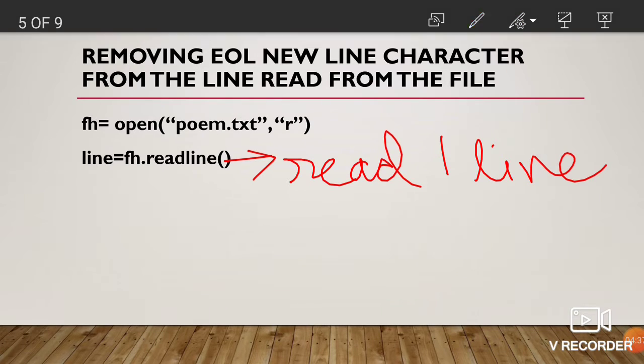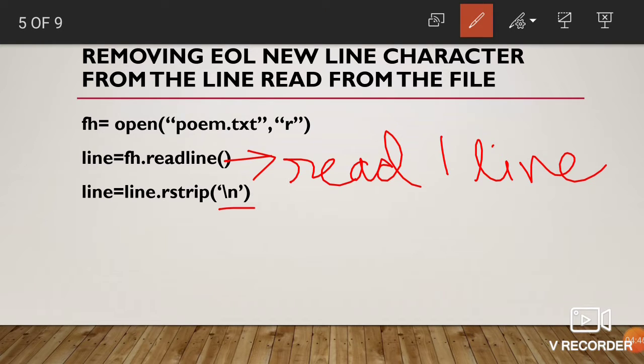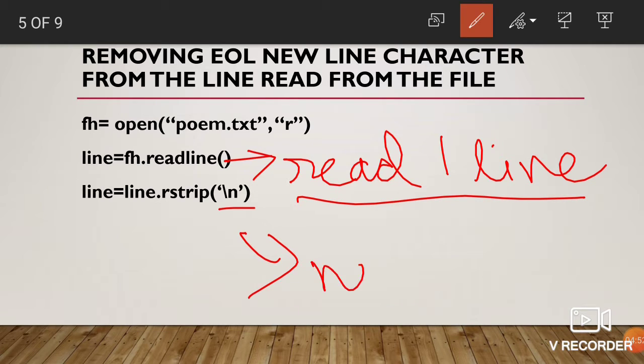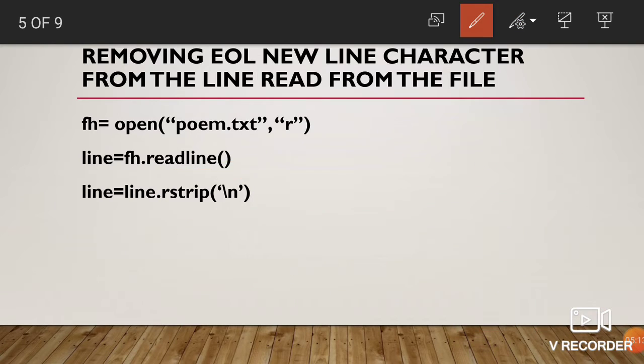Now next, line equals line.rstrip('\n'). Inside the brackets \n means what will it do? After reading one line, it will remove the new line character. So rstrip('\n') will remove the end of line character. In this way you can remove the new line character or blank spaces from the line.